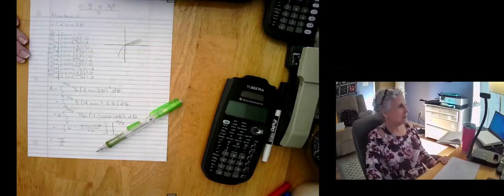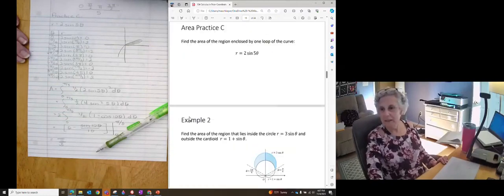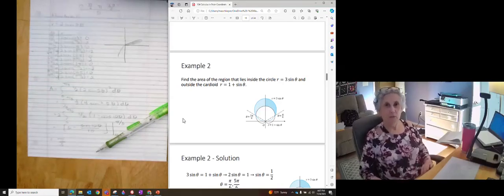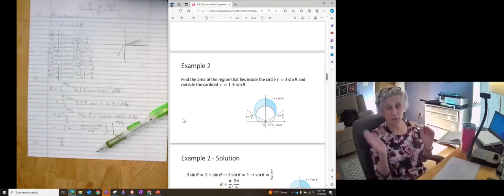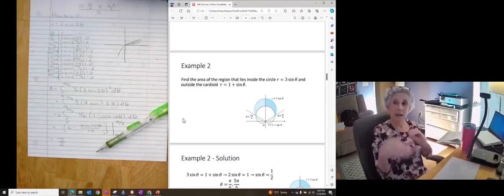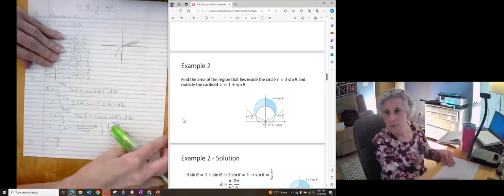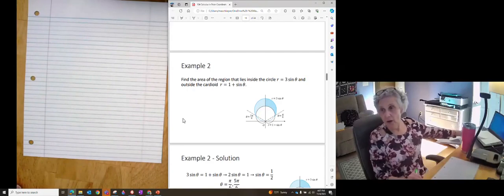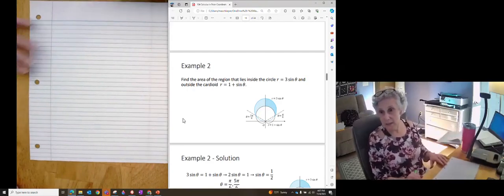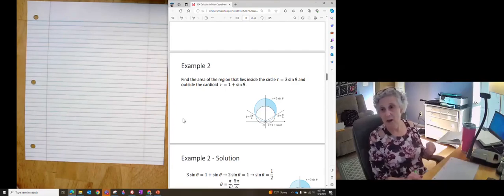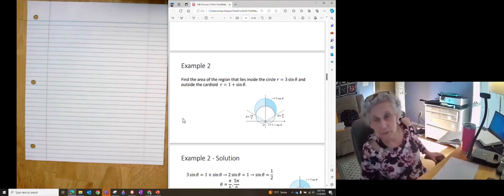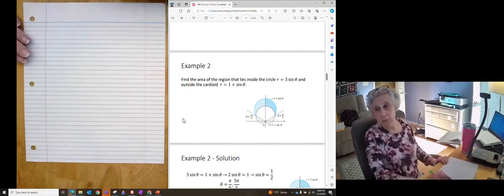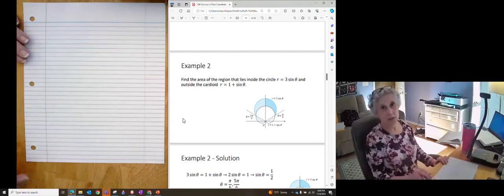Okay, so let's bring back example 2. So now we're going from just inside of one curve to inside of one but outside of another. So we want to find the area that lies inside the circle r equals 3 sine theta, and outside the cardioid 1 plus sine of theta. Now on test day, I won't give you the points of intersection like this graph does.